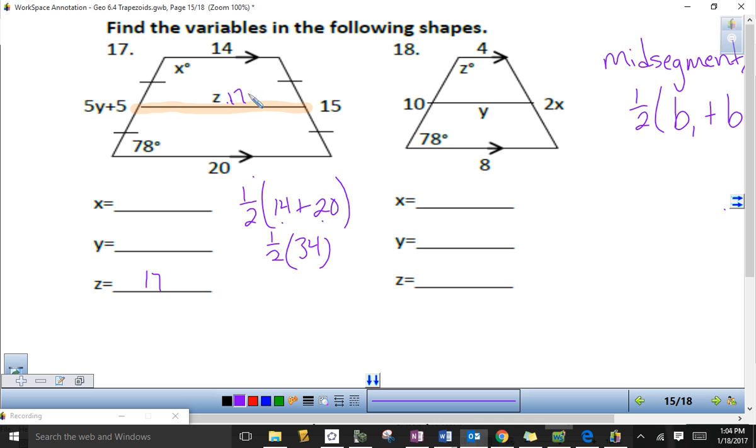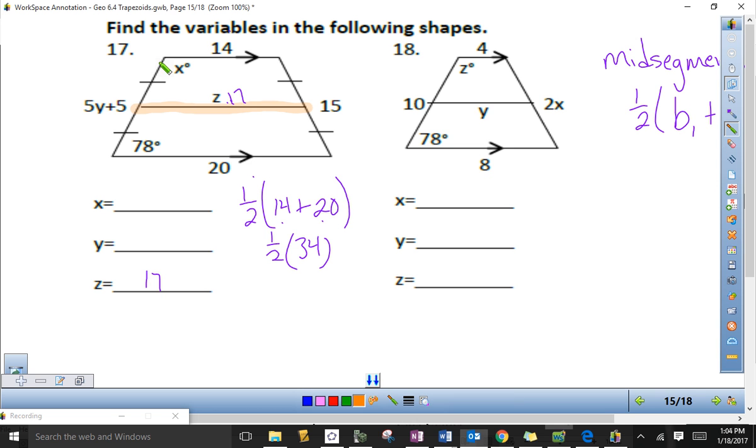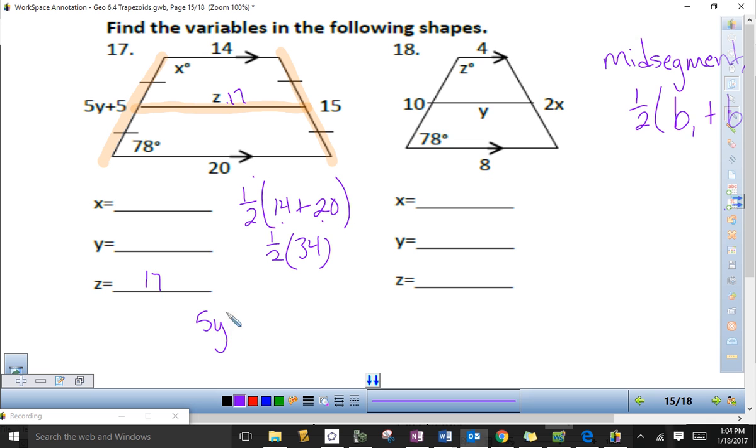Okay, the next one, we're looking at y, and we talked about this. Our left-hand side and our right-hand side are congruent because they have that same number of tick marks total. So we can set those equal to each other. 5y plus 5 equals 15. Subtract that 5 over.